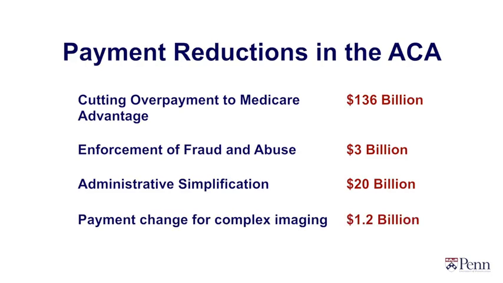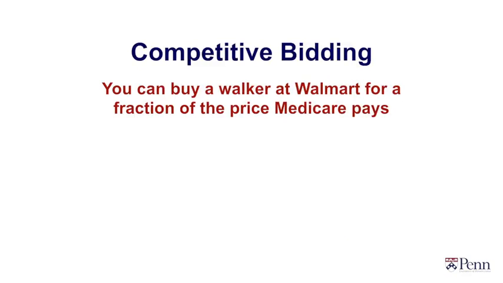There's payment change for complex imaging. When you go in for a CT scan of both the chest and the abdomen, rather than billing them separately, the bill goes together and reduces payment. Another important element of reducing prices is competitive bidding. Right now in Medicare, Medicare sets prices for many items that it buys. No one thinks that the government setting prices is the ideal way to get the highest quality product at the lowest cost. In fact, many people can walk into Walmart and buy a walker at much less than the identical walker costs Medicare.